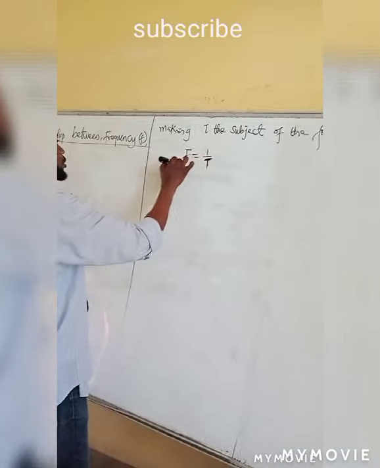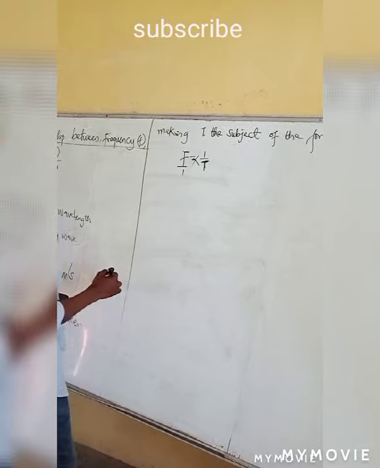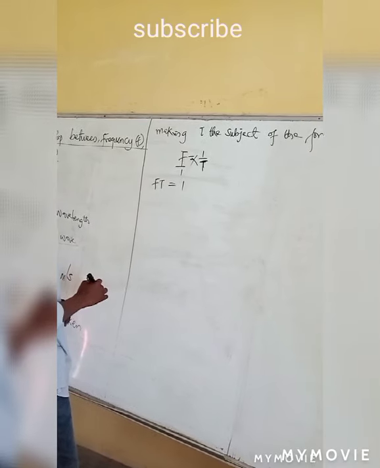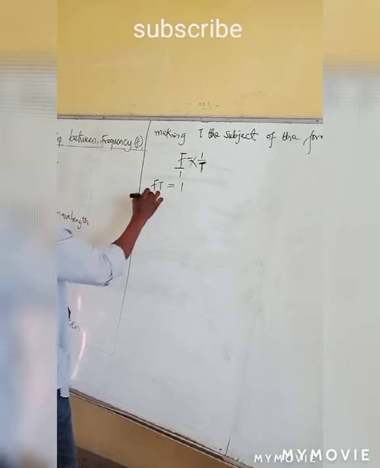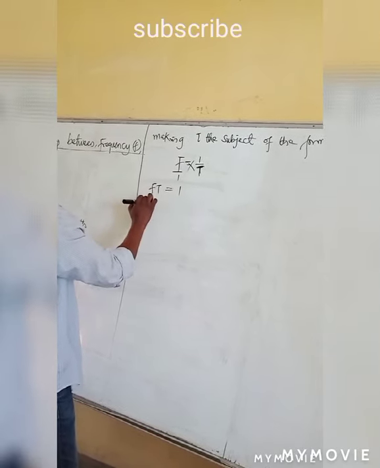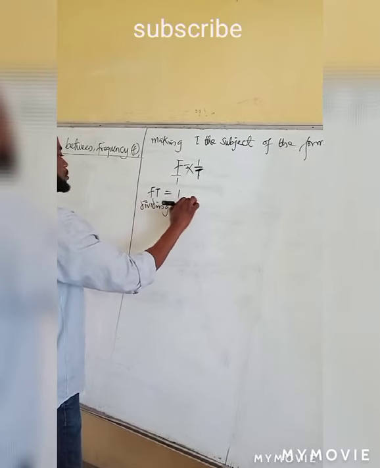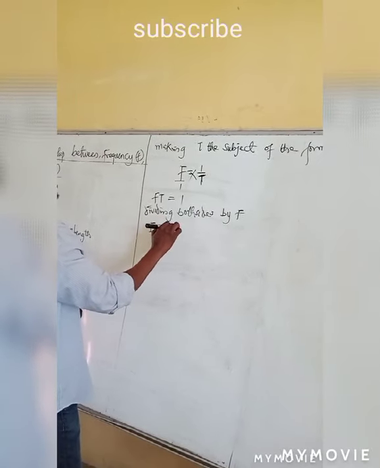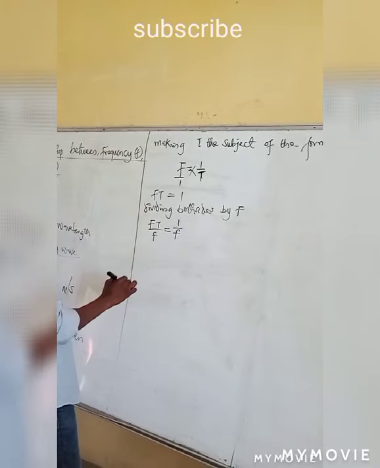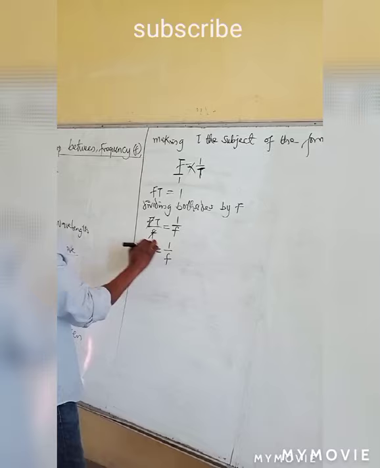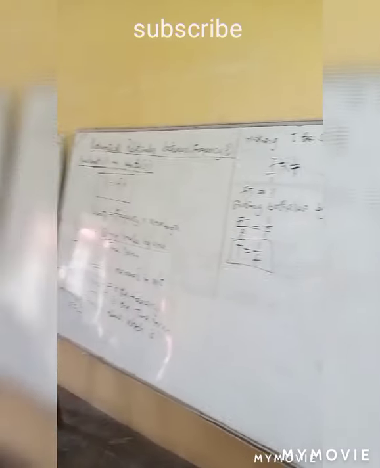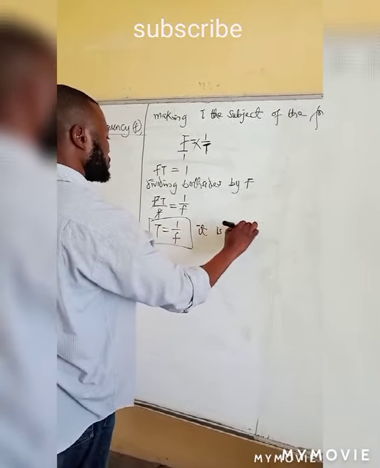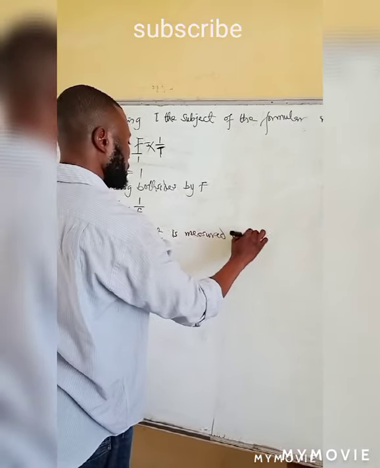We are going to cross multiply. You have F equals 1 over T. Making T the subject of the formula, we are dividing both sides by F, that will be FT divided by F equals 1 divided by F. From there we have T equals 1 over F, T equals 1 over F, which is measured in seconds.